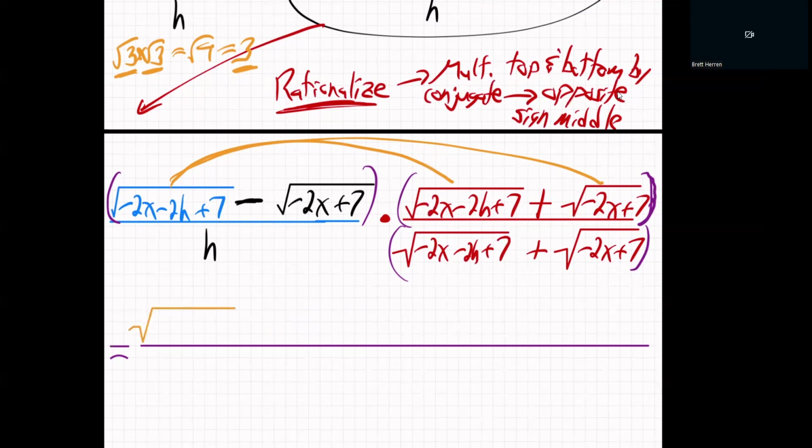Okay, that's all the room I got. Minus 2x minus 2h plus 7. There we go. Okay, now when this goes to this, what happens? Well, not much. They just multiply and they just sit next to each other.